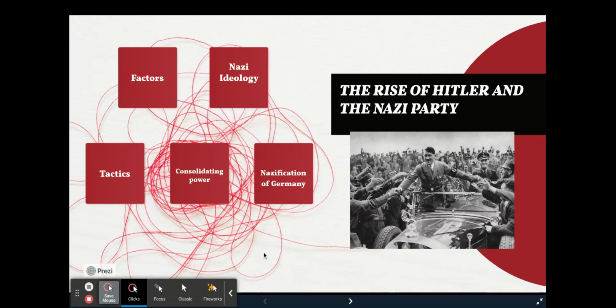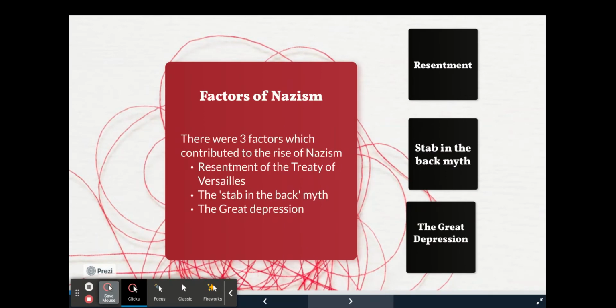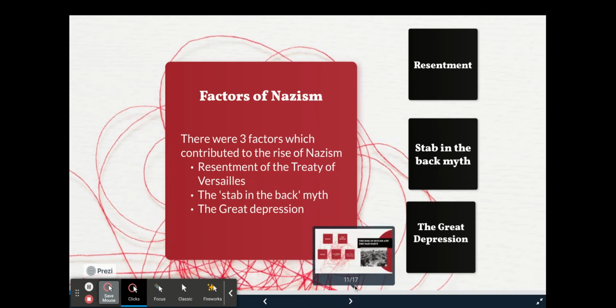All right. So, what we are looking at today is the rise of Hitler and of the Nazi Party. Starting with the factors of Nazism. There were three factors which contributed to the rise of Nazism: the resentment of the Treaty of Versailles, which we have already looked at back in the orientation week in term two, the stab in the back myth, and the Great Depression.